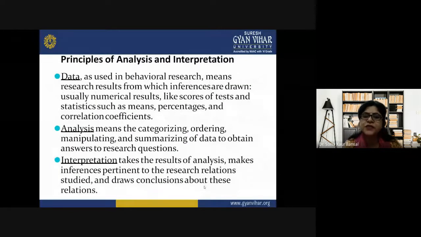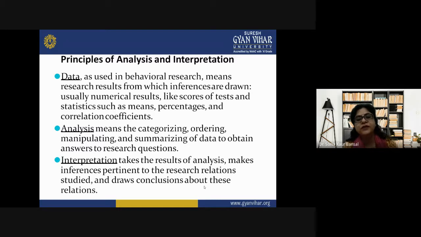Now we are talking about principles of data analysis and interpretation. I have told you in my earlier lectures what data analysis and interpretation are. Just understand, data as used in behavioral research means research results from which inferences and conclusions are drawn. Usually numerical results like scores of tests, and statistics such as means, percentages, correlations, and coefficients are used. Data which is not meaningful for drawing results is not data. Your data should be useful in behavioral research.